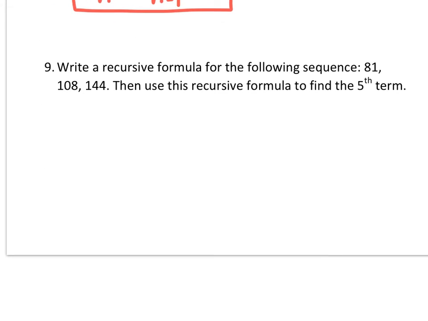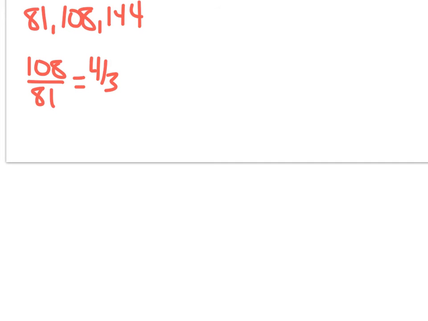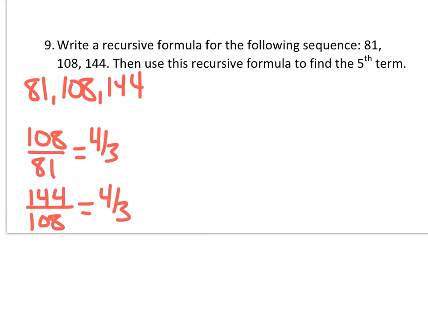Okay, write a recursive formula for the following sequence: 81, 108, and 144. So we have 81, 108, 144. What is our r? So 108 divided by 81 should give you 4/3. And try the next set. So 144 divided by 108 gives us 4/3. So our r is 4/3.